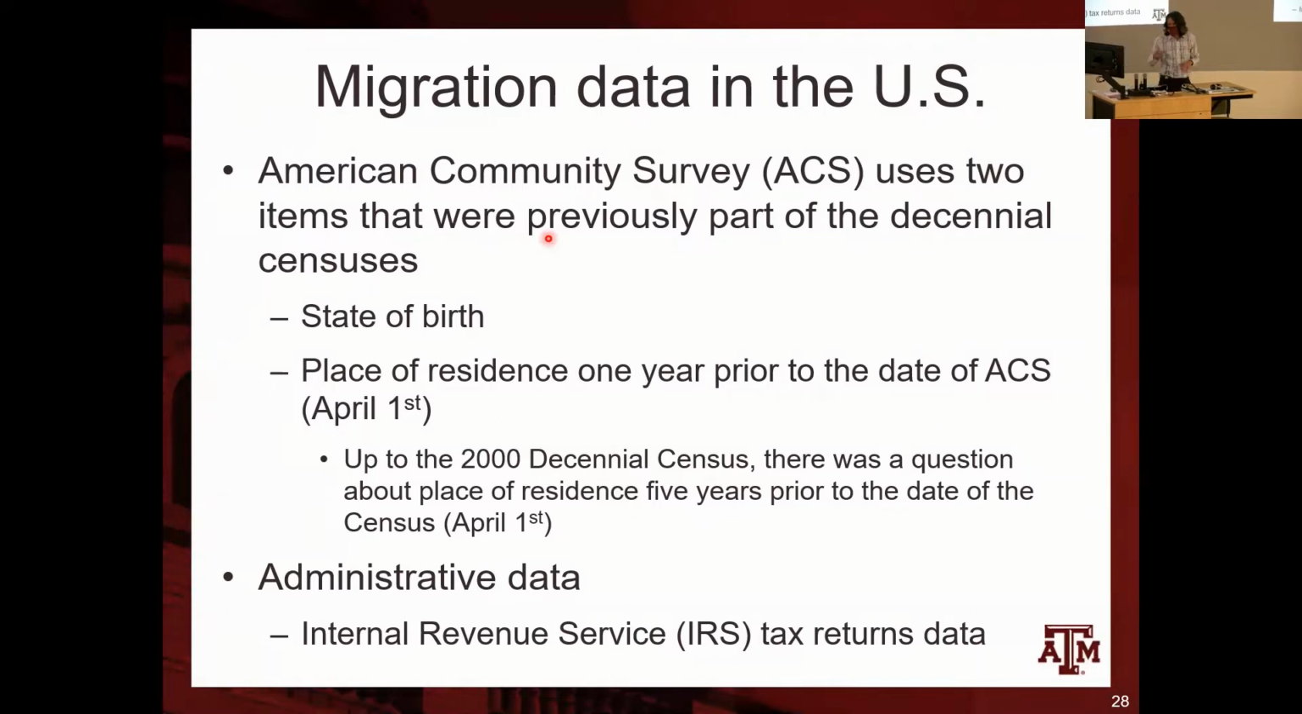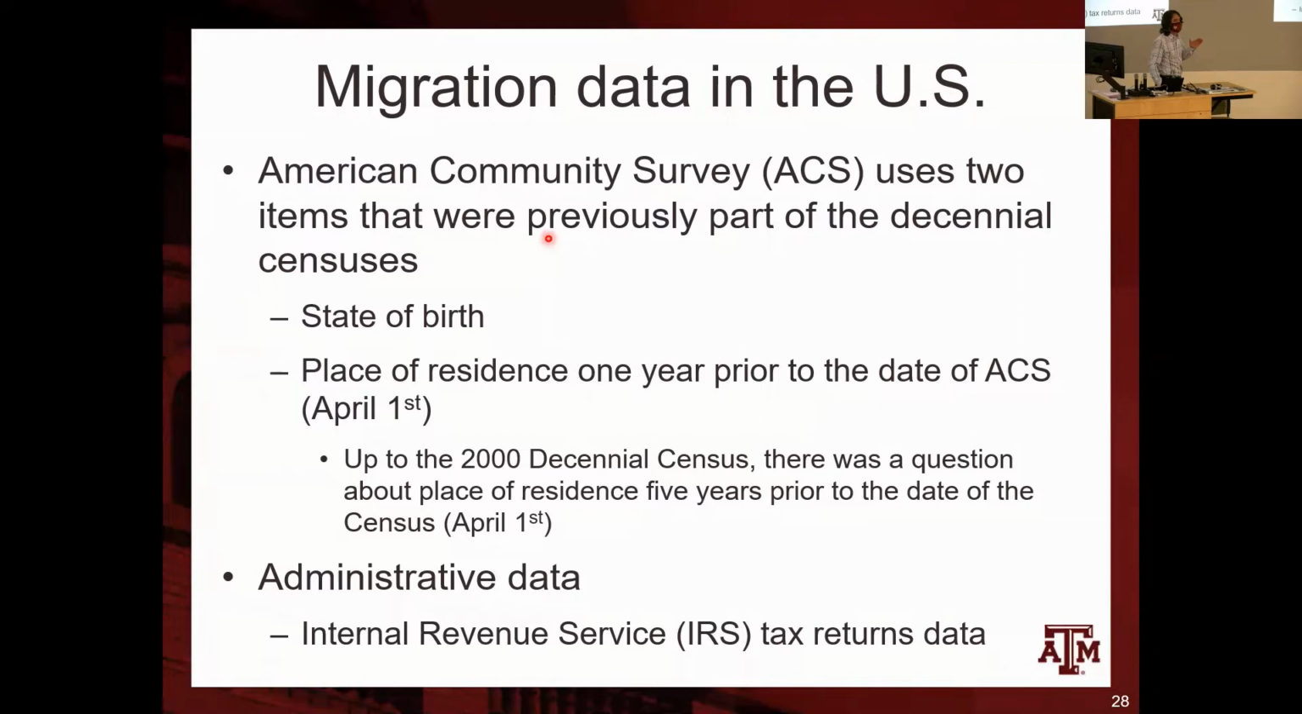And this question about place of residence 1 year prior to the ACS used to be part of the census as well. I have already told you before, up to the 2000 decennial census, we had two versions of the questionnaire. A short form that we still had in 2010, and now this last year in 2020, but we also had the long form. The short form is supposed to be answered by everybody in the population in the decennial census. So it's really a census because everybody is answering that questionnaire.